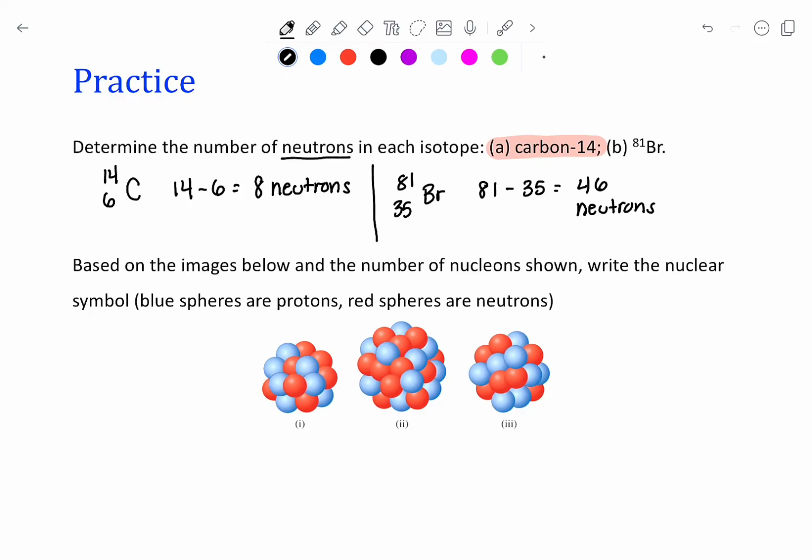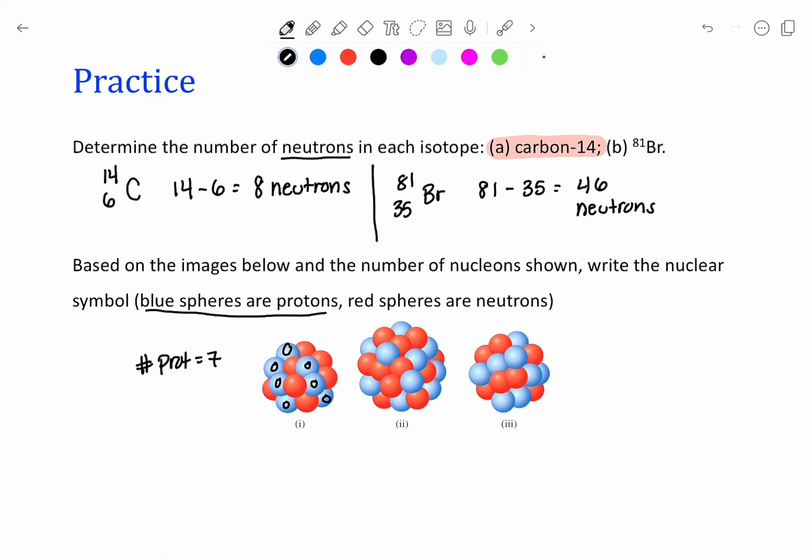Okay, and in our last example, we're going to take these images and write the nuclear symbol for each of these nuclei. Part of our nuclear symbol is first knowing the element symbol. So in order to find what element this is, we should count up our protons. Here the blue spheres are the protons. So let's count up our protons first in each of these. I have 1, 2, 3, 4, 5, 6, 7.